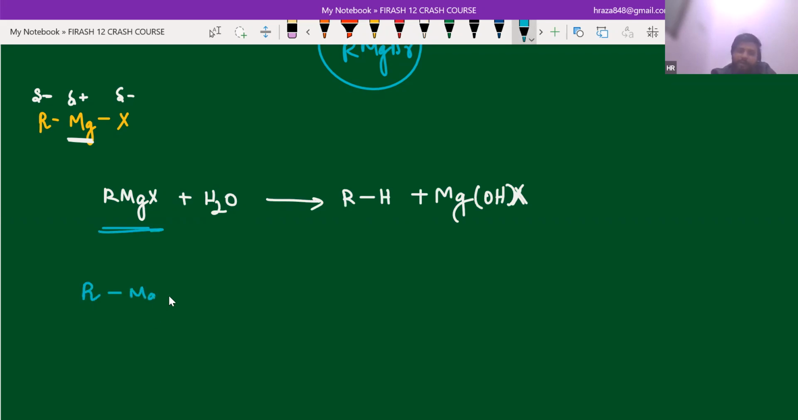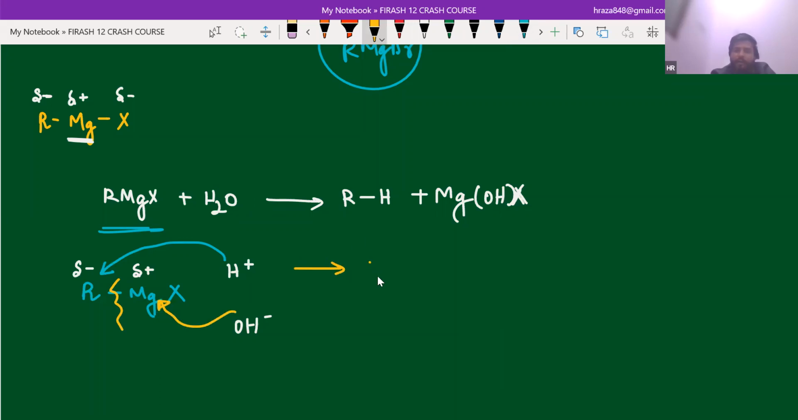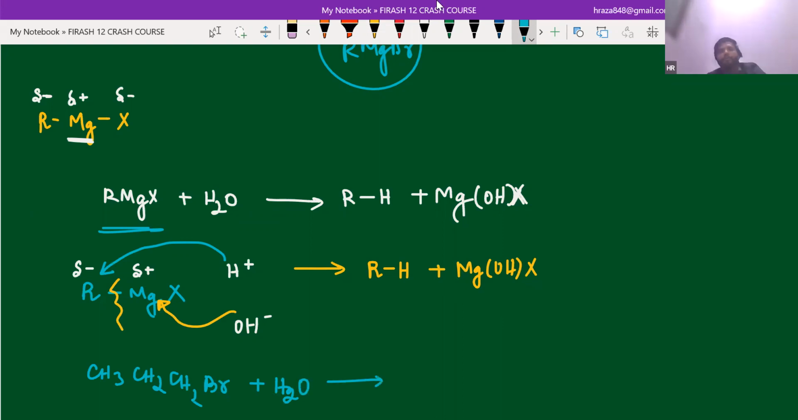See, this is your RMgX, right? So what will happen? This will have delta negative, this will have delta positive. H2O has two parts, H plus and OH minus. Now you know the drill: positive will go to negative, this bond will be broken, and negative will go to positive. So as you can see, R will have H and Mg will have OH. Is that clear? In this way, the reaction takes place. So if I give you a question, CH3, CH2, CH2Br, and you react this with H2O, can you tell me the name of the product?